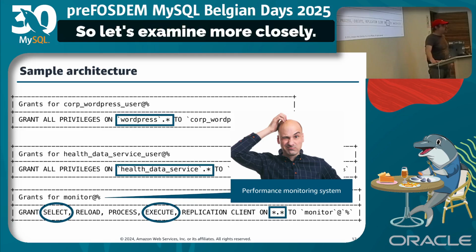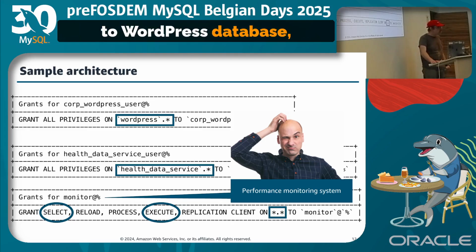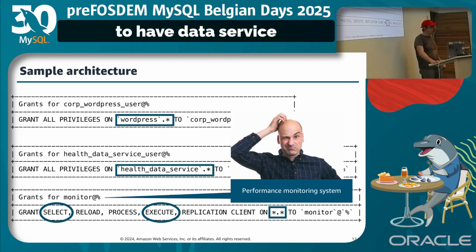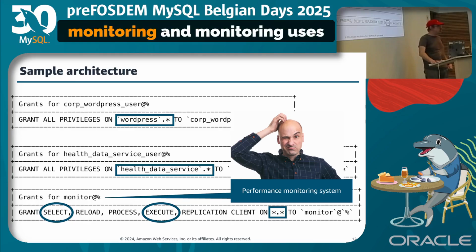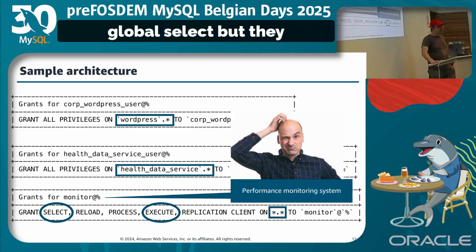So let's examine more closely. Again, we have all privileges on the WordPress database. We have all privileges on the health data service database. And then we have monitoring. The monitoring user is our read-only user, which has a global SELECT, but they also have EXECUTE.